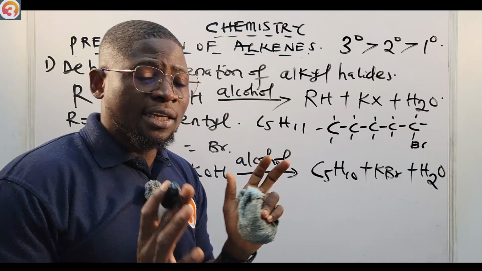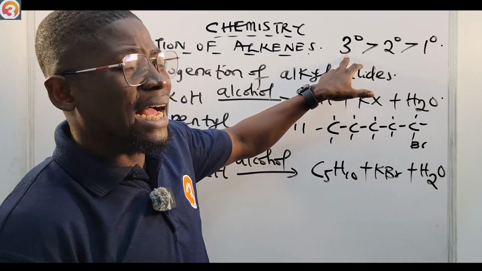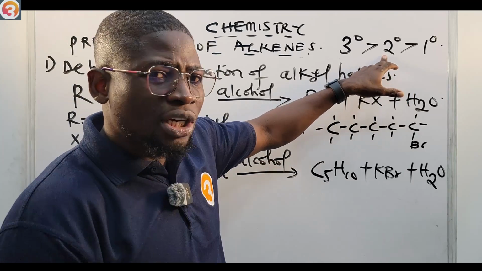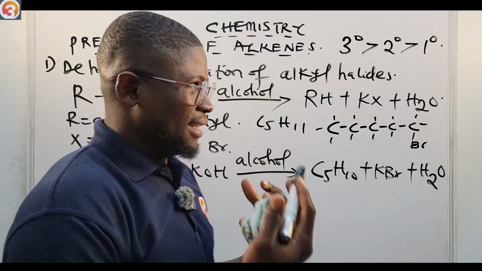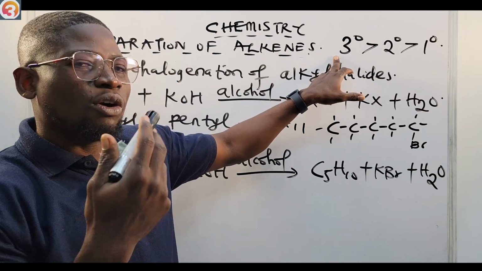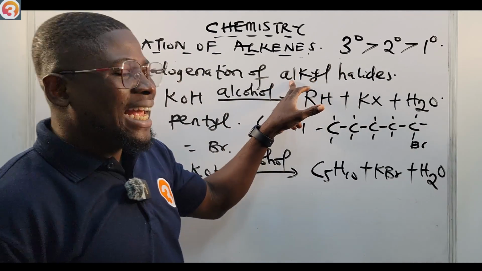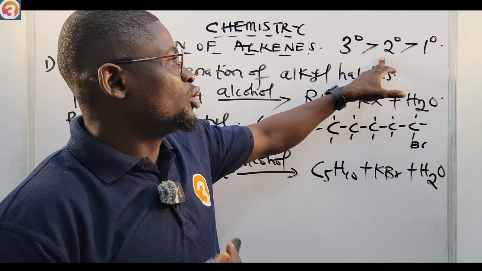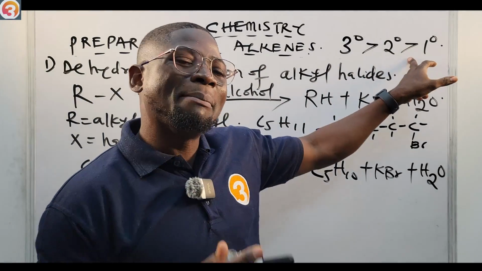We have not done alcohol yet, but once we get there, we're going to talk about it. But take note of this. 3 degree alcohols are called tertiary alcohols. 2 degree alcohols are called secondary alcohols, while 1 degree alcohols are called primary alcohols. This means that a 3 degree alcohol, which is a tertiary alcohol, will more easily dehydrohalogenate an alkyl halide than a 2 degree alcohol, which is a secondary alcohol, and which in turn will more easily dehydrohalogenate an alkyl halide than a primary alcohol.